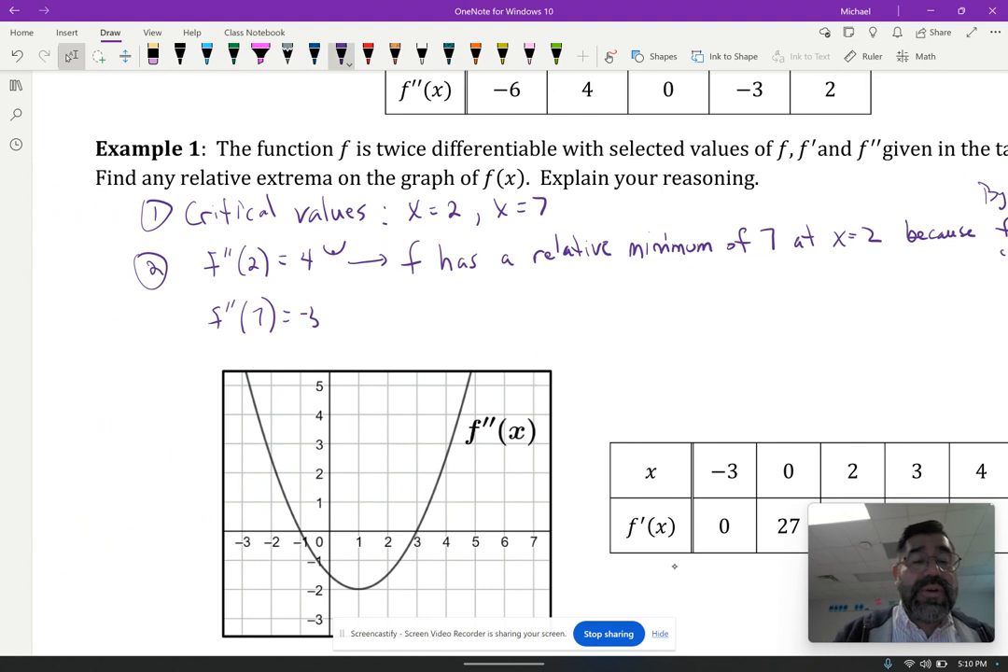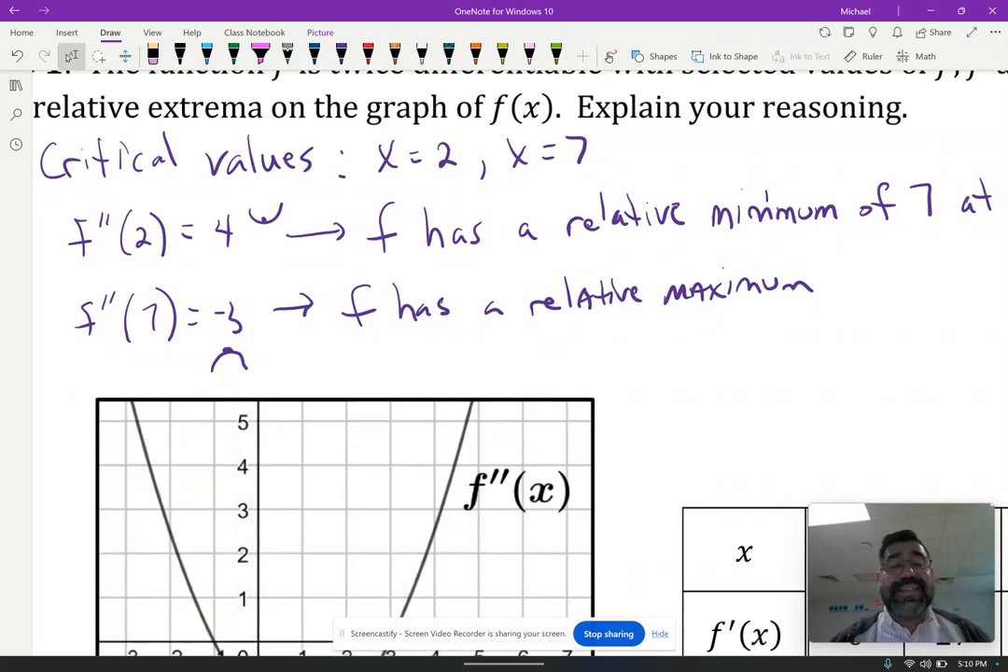Same reasoning for the next one. F has a relative maximum, and I know this is a relative maximum because the second derivative is negative. If the second derivative is negative, that means it's concave down, and that's going to give me a maximum, right? It helps me to visualize how I'm using the second derivative values by doing a little curve that shows the concavity up or down.